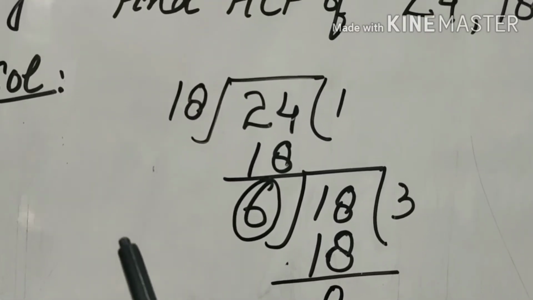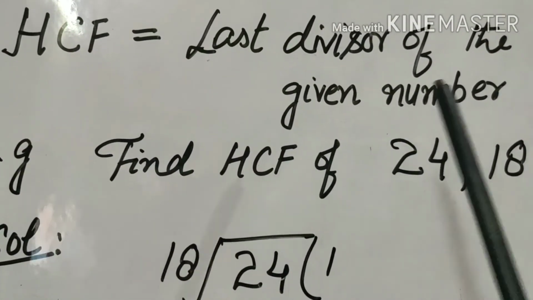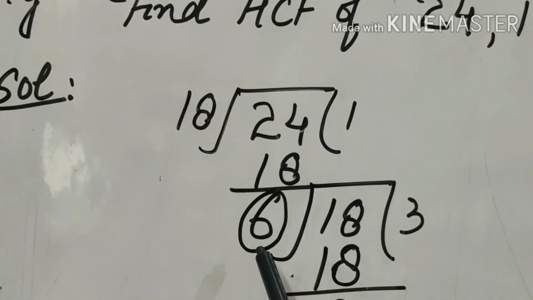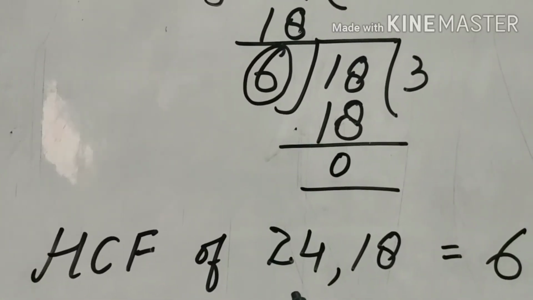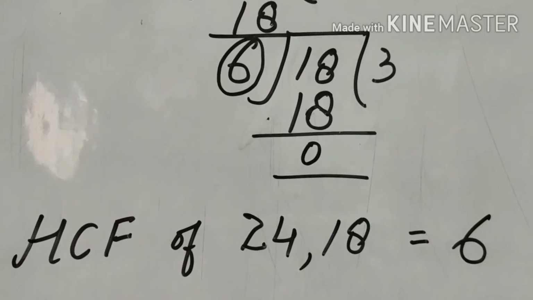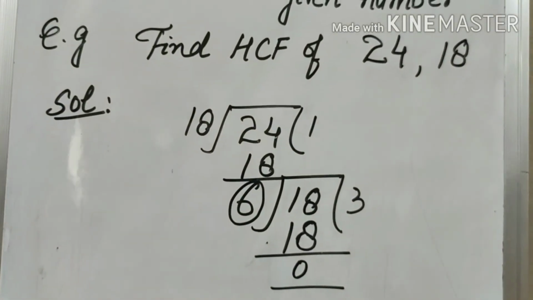So as we told above, HCF is the last divisor of the given numbers. So here the last divisor is 6. So HCF of 24 and 18 is 6. This is all about successive division method.